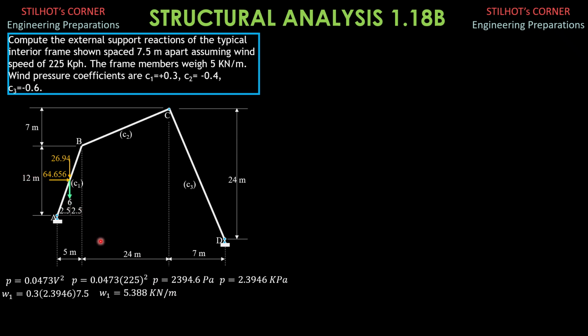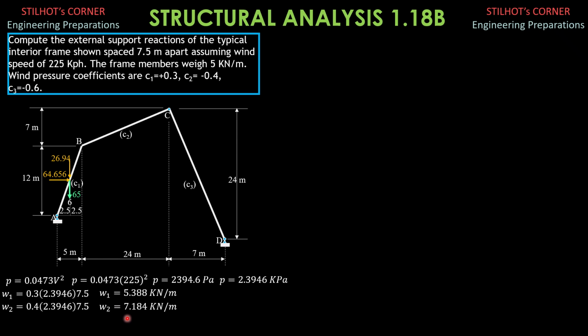Then the vertical component of weight, or the weight of this member, is equal to 65 kilonewtons: 5 kilonewtons per meter times the length, which is 13 meters, square root of 5 squared plus 12 squared. So it is 65 kilonewtons. W2 is wind pressure coefficient 0.4 times 2.3946 times 7.5. So W2 is equal to 7.184 kilonewtons per meter.